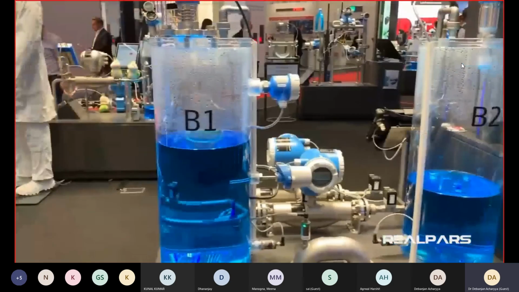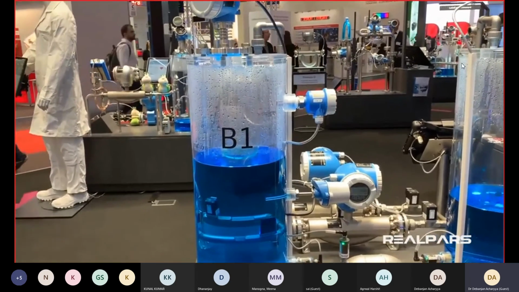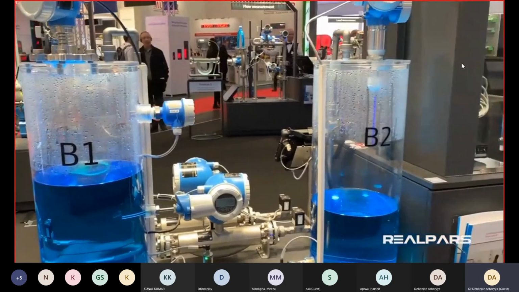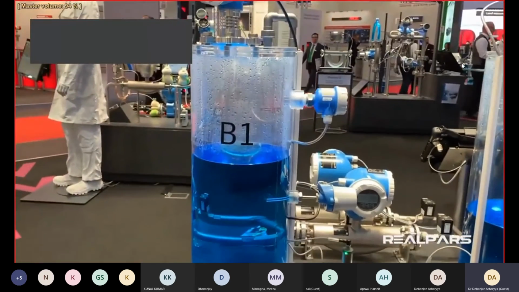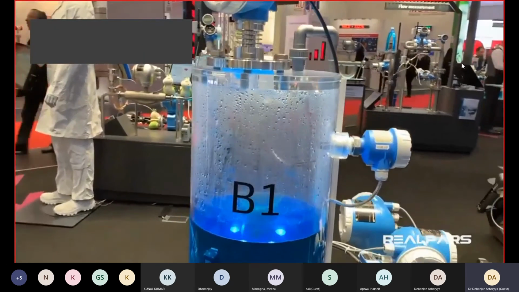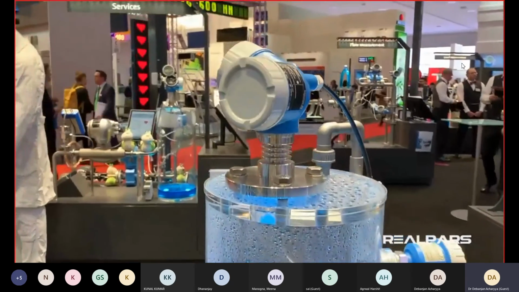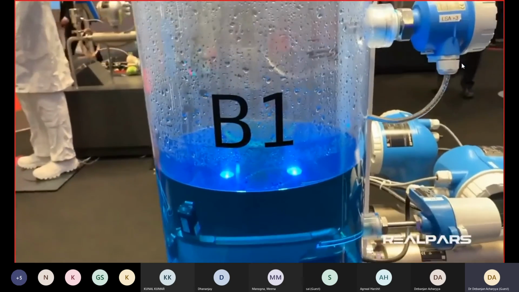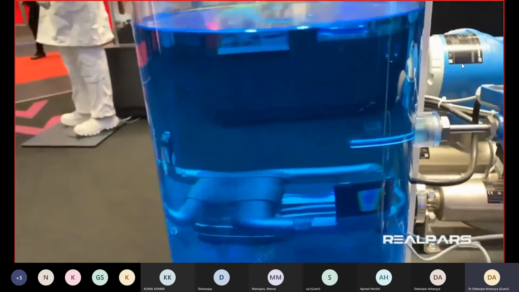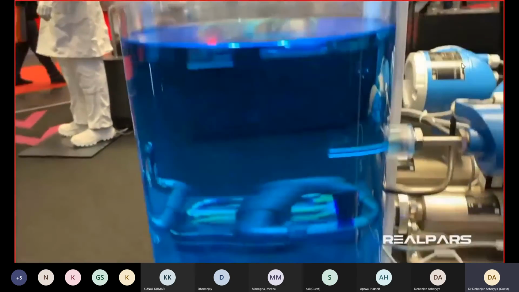So this is the setup that we have here. As you can see, we have two tanks. This is just for demonstration purposes. We have two tanks, and with each of these tanks, we have some sort of measurement devices. I'll start from here at the bottom. You see the liquid in the tank.